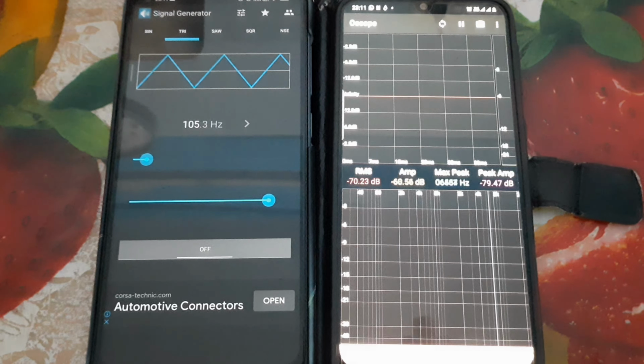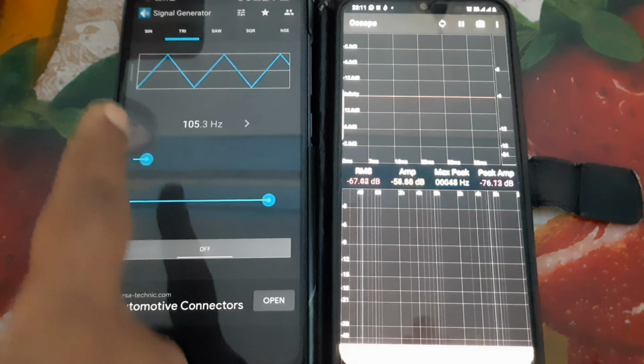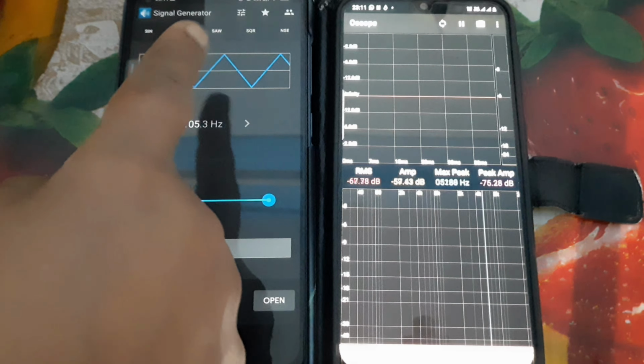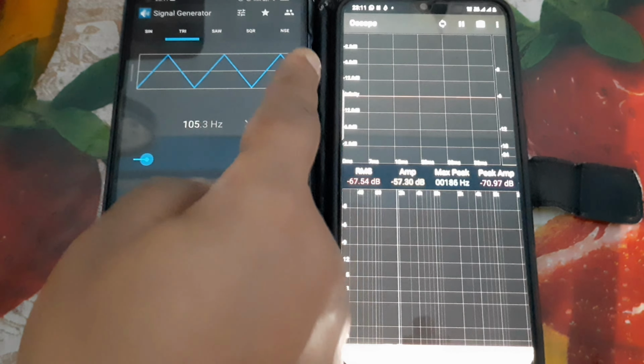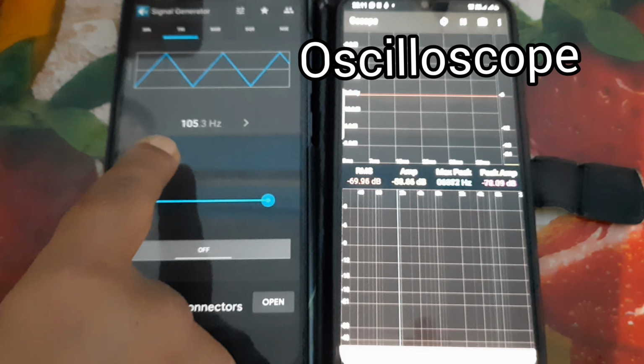Through this video, you will understand how your ear responds towards high pitch and low pitch sound. For this activity, I have used two phones, one with a signal generator and the other with an oscilloscope.